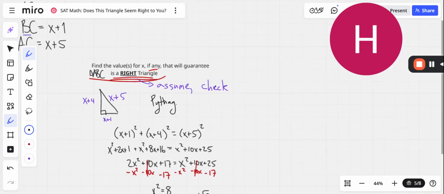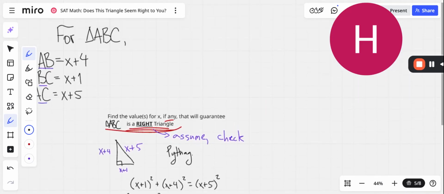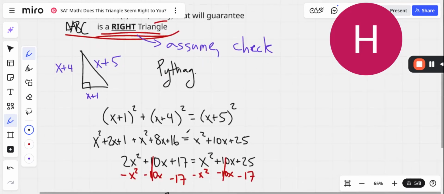Okay, really quick there. We used a little bit of the Pythagorean Theorem, and we had to use this idea of assuming what they tell us is true and then checking our solutions to that equation.